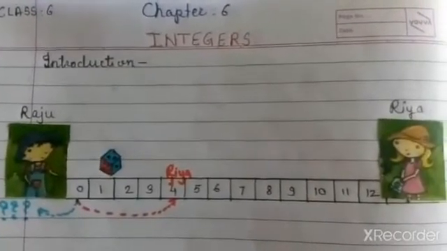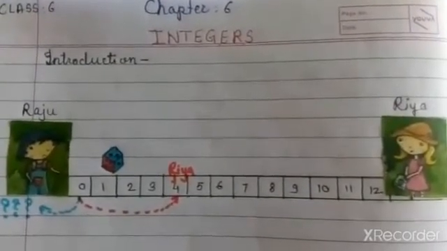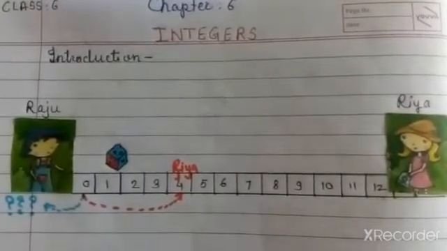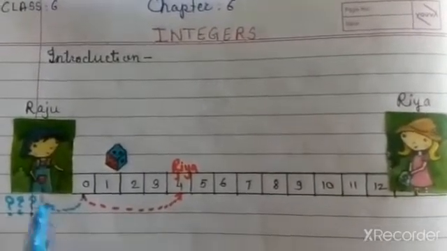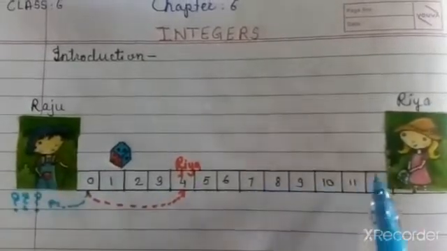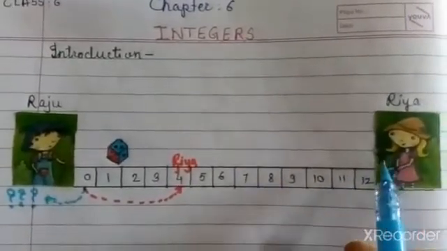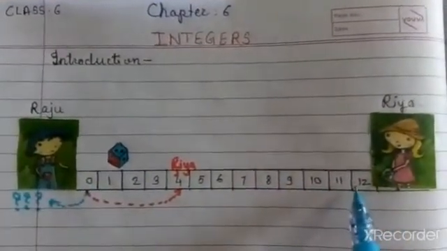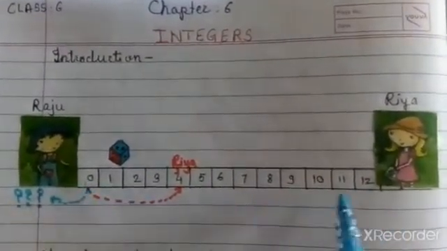Today we are going to start chapter number 6, that is integers. Before starting the chapter, I want to tell you a story. There are two friends, Raju and Riya. One day they were playing a game using a number strip which is marked from 0 to 12.